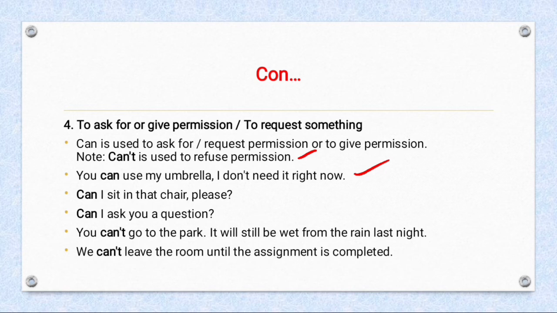And can I sit in that chair, please? Means I am requesting someone. I am taking permission from someone. Can I ask you a question? You can't go to the park. It will still be wet from the rain last night. We can't leave the room until the assignment is completed.